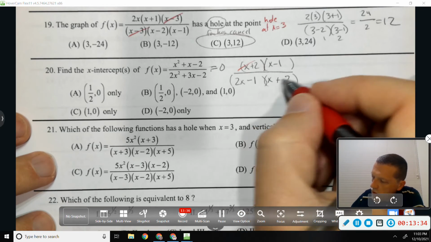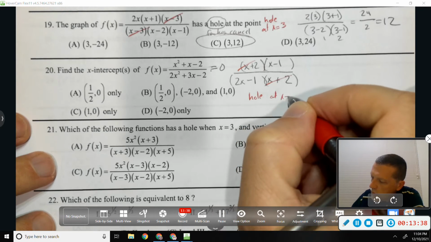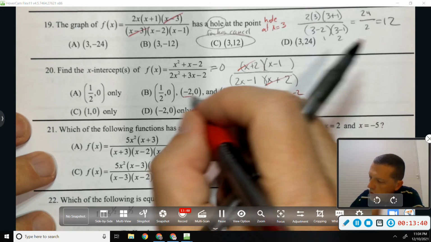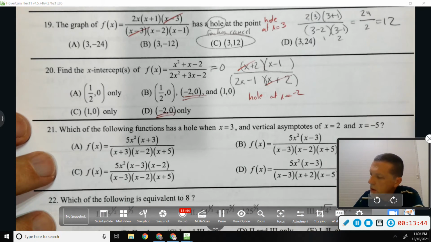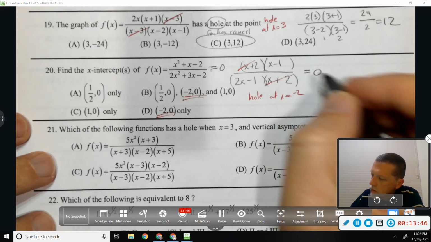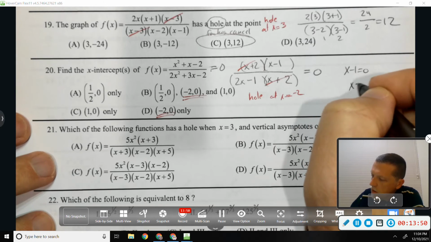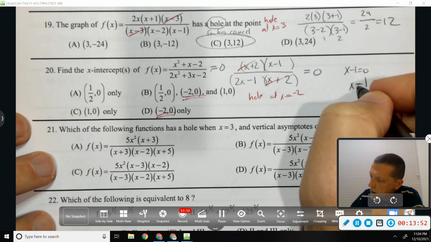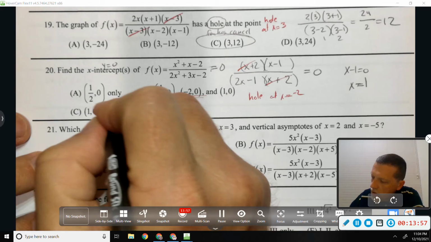So I notice that there's a hole at negative 2. So that one can't be right because there's a hole there. It's not an x-intercept. We set this equal to 0. The only way a fraction is 0 is if the top is 0. So x equals 1. And we already said y is 0. That's the whole point of an x-intercept. So 1, 0.